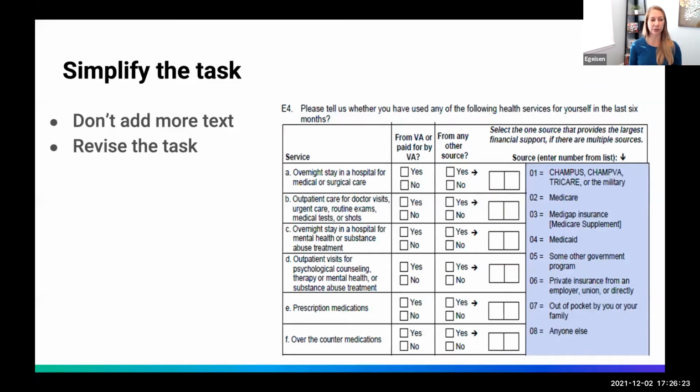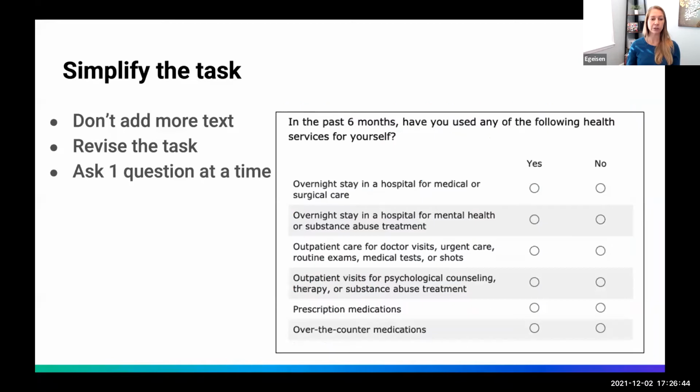So let's take a look at this question. Just at first glance, it's overwhelming. There's so much going on. It's not clear where to start, what to do. So the solution is to add more instructions, right? That'll surely help people figure out how to answer this question. No, the solution is to simplify the task. And we do that by asking one question at a time. So to simplify it, I split it into more questions.